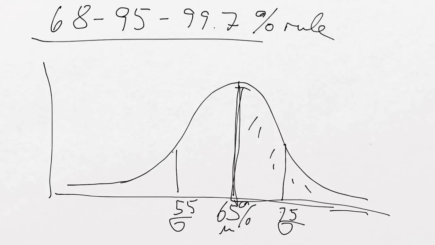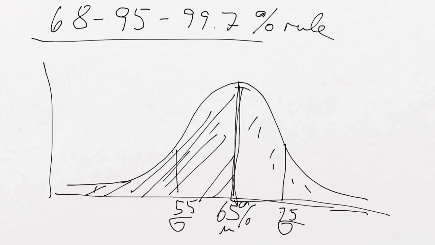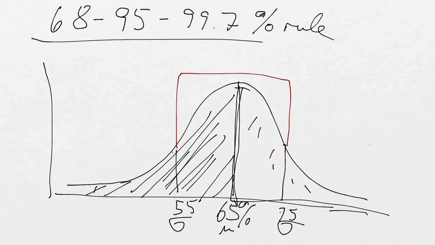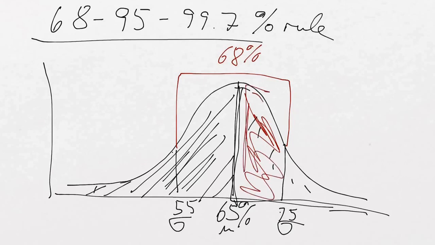Well, 50% is the 65, and then half of 68 would be 34. So you add those two together. You're absolutely right. That's 50%. This area, one standard deviation away, should contain 68%. So what we need really is just this bit now. Therefore, it's half of 68, and therefore, it's 34. 50 add 34 gives you 84%. Yeah, well done.